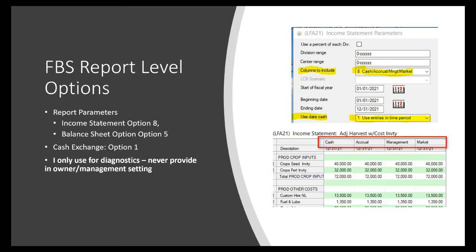I would only suggest using option 1, the cash exchange option 1. Option 3, to me, is not a useful tool when we start looking across report levels. Just option 1. And the other thing is, this kind of report is more for me as a CFO or controller or somebody that needs to audit and understand the different report levels. I would never give this report to management or to a financial institution. It's more of an internal reporting tool that I use to understand what's going on.